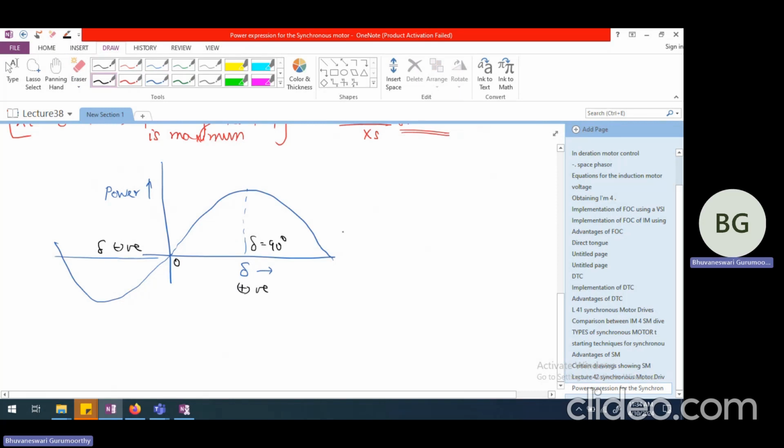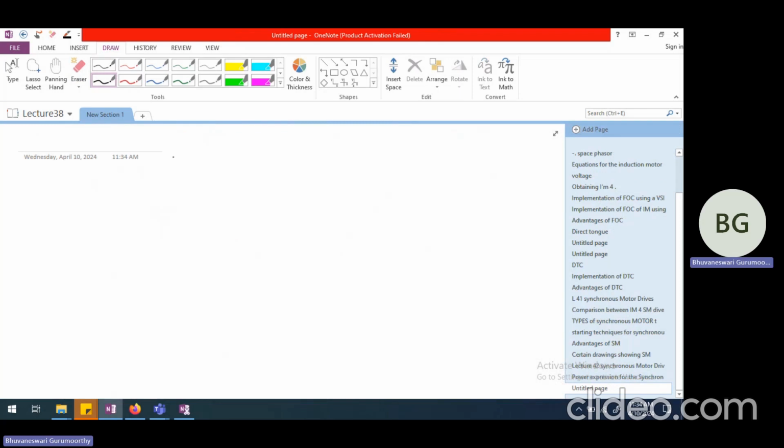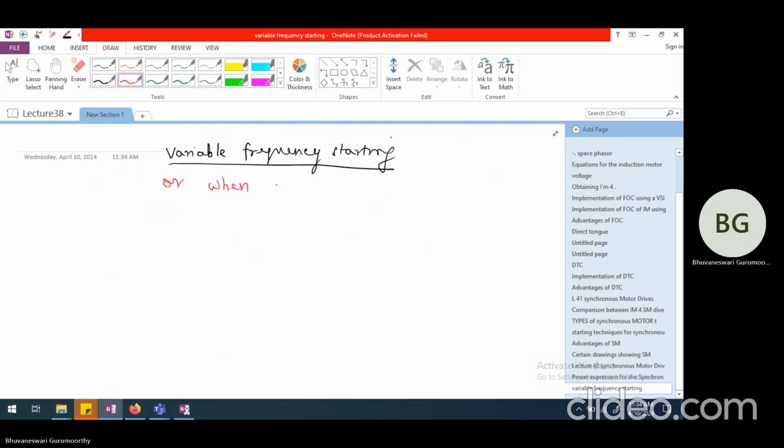And this is very, very important from the point of view of understanding the starting and speed control of synchronous machines. So let us try to look at what happens when we have variable frequency starting in the synchronous machine, or when an abrupt load change occurs in a synchronous motor.